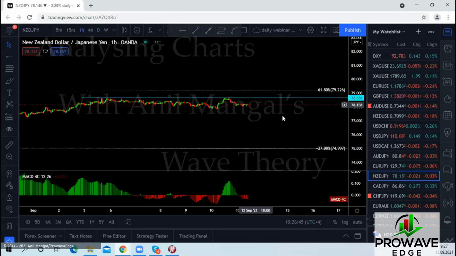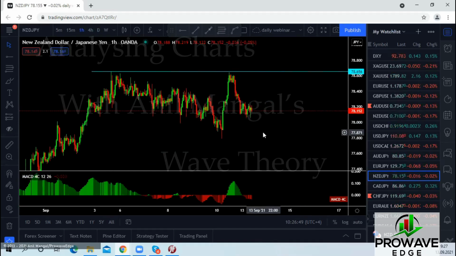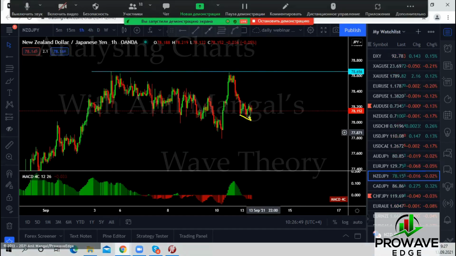Let's go into 1 hour. Short term it's sell. Short term this is a sell setup, at least back to this level. So short term is a sell setup, and in the bigger picture we're just going sideways.